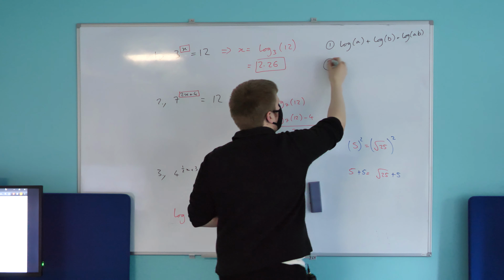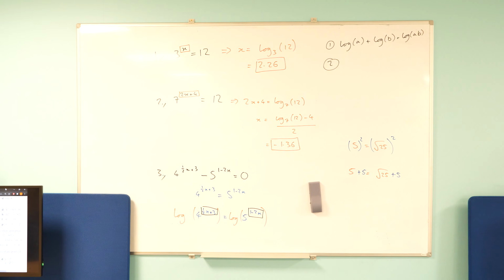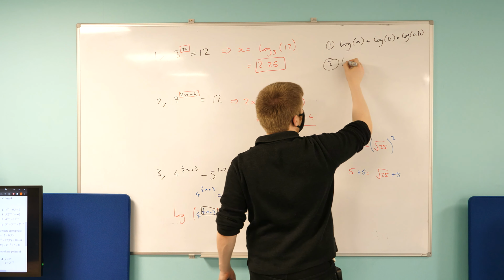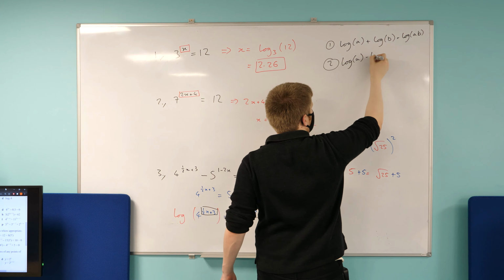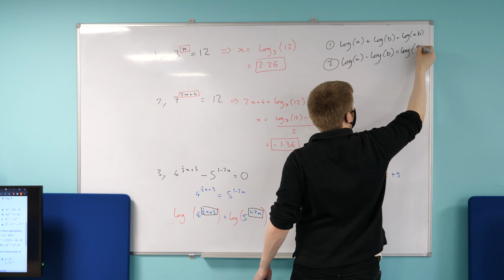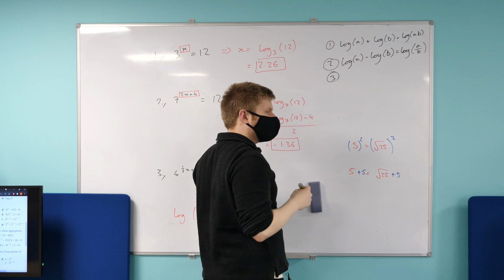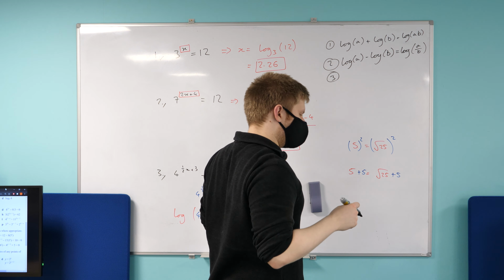Okay, and then number 2. Can you give me another log law? Perfect. So if I have log of a minus log of b, that should be equal to log of a divided by b. Good. Any others?